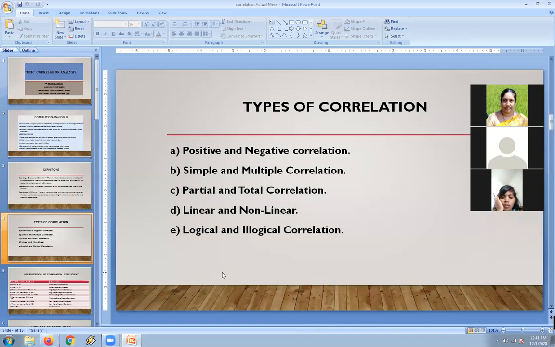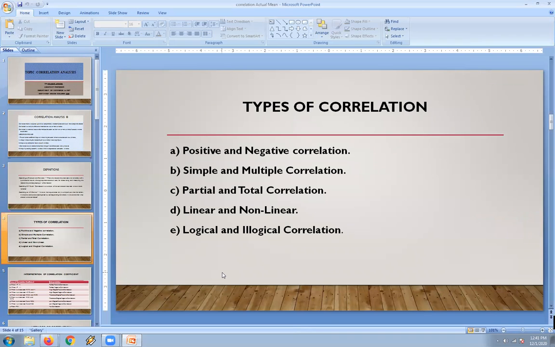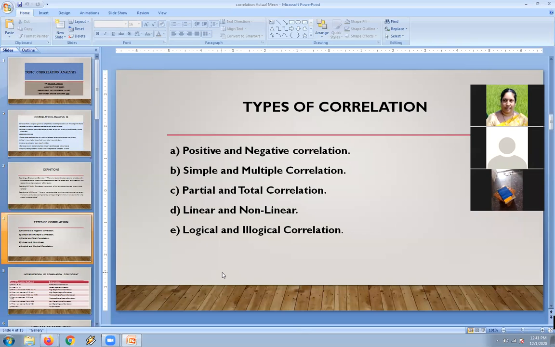Positive correlation is the correlation where both the variables are moving in the same direction. Either they are moving in the upward direction, or they are moving in the downward direction. Such kind of correlation is called positive correlation. The movement of direction should be the same, either upward or downward.